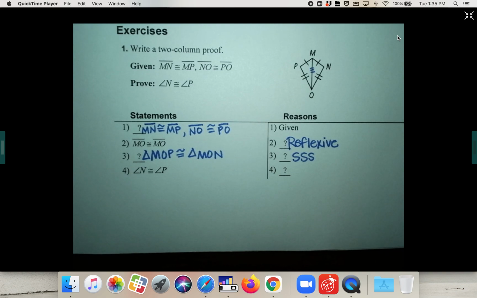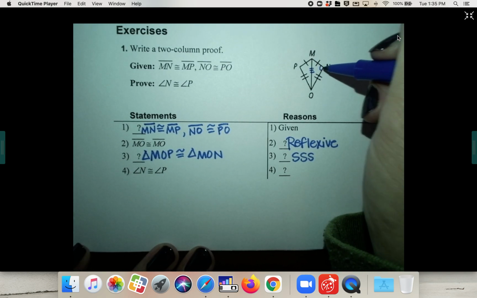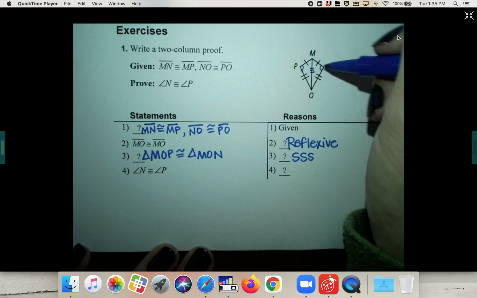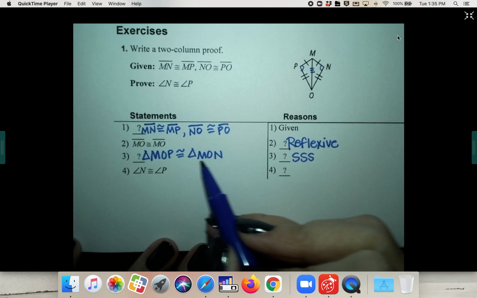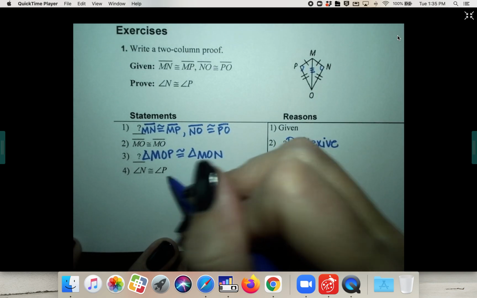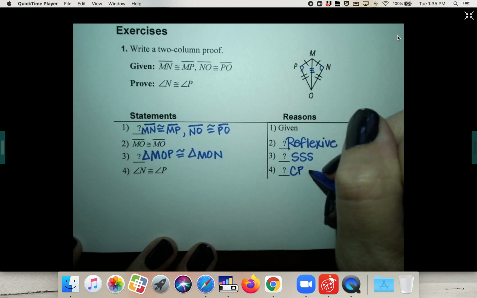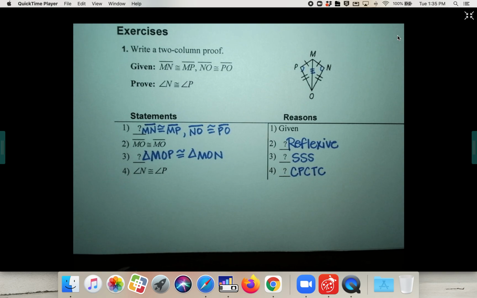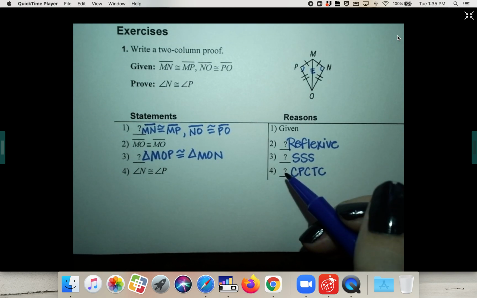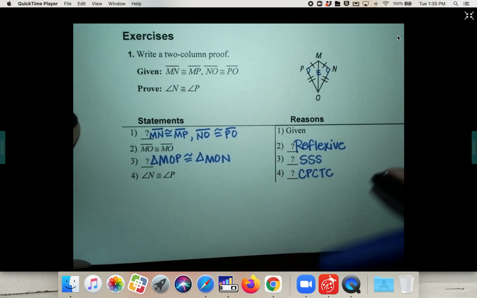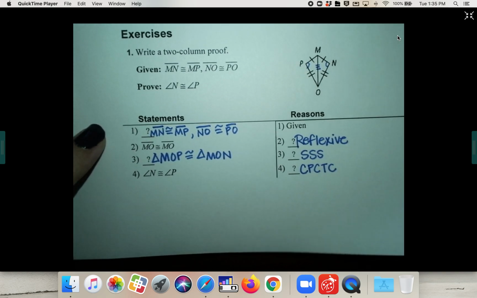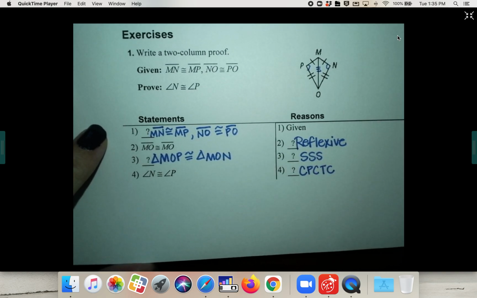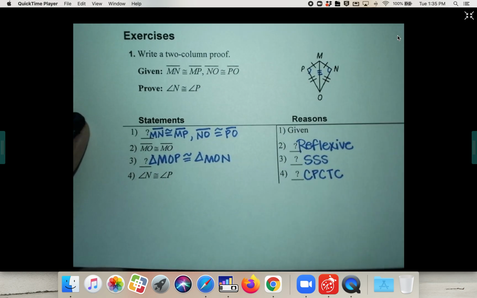However, we're not trying to prove the triangles are congruent this time. We're trying to prove that angle N is congruent to angle P. And that must be true because we've already proven the triangles are congruent. So this means that corresponding parts of congruent triangles are congruent. And if you want to write out all those words, you feel free to do so. But CPCTC is going to be my go-to. It's, again, a step further than proving the triangles. It's proving now the parts.